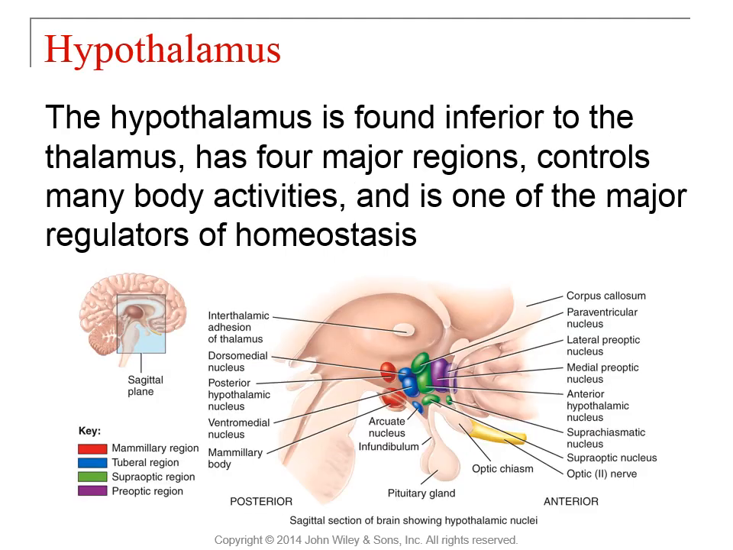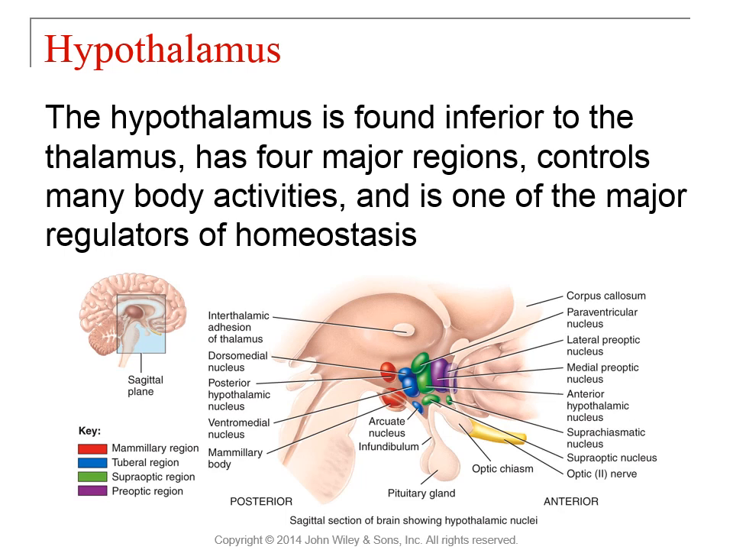Now the hypothalamus, I am going to test you on this only because of the 4 regions. I don't expect you to know all the different nuclei that make up the regions, but the regions are very important, in the sense that I want you to know what particular regions control what particular types of homeostatic conditions found in the body. So the hypothalamus is the major regulator for homeostasis. You have 4 regions: the mammillary, the tuberal, the supraoptic, and the preoptic region.